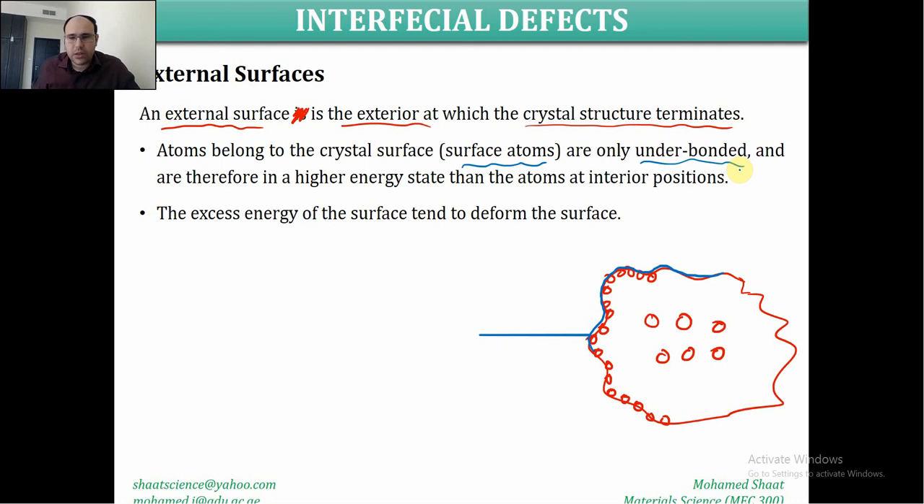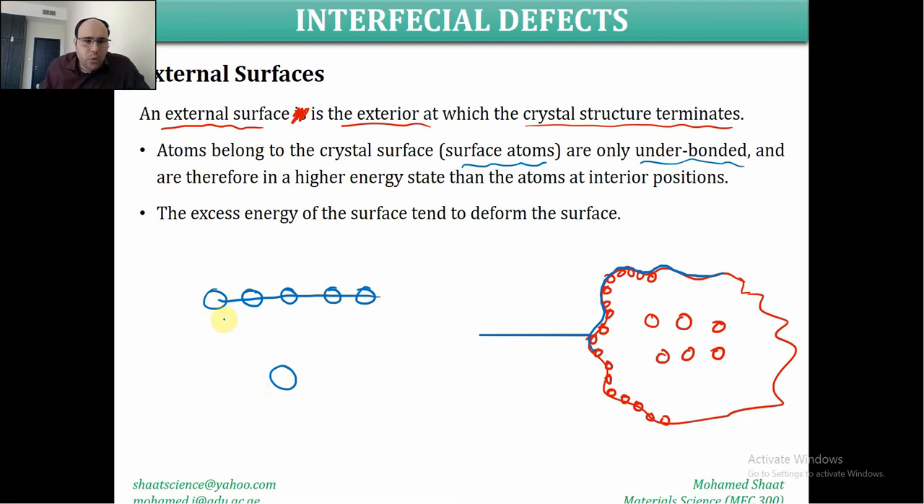What does this mean? Referring to chapter 3, we said that there should be bonding forces between all of these atoms to form a crystal, to form a material. So let us assume that this is the surface, like an ideal, nominal surface, and you have some atoms which are located over this surface. So these are the surface atoms, and definitely there should be other atoms which are located in the core.